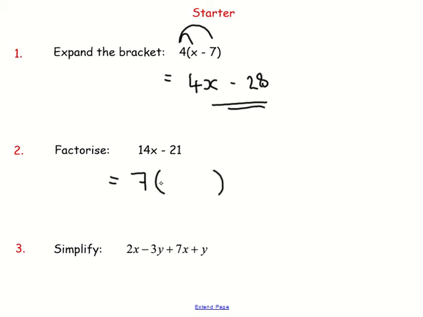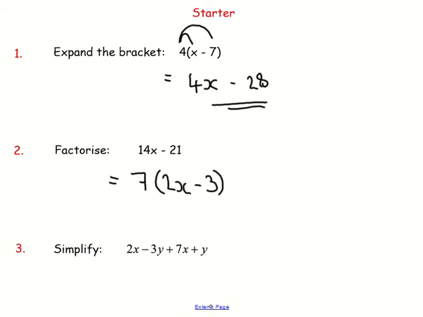Inside the bracket, we decide 7 multiplies what to get 14x. Well, 7 times 2 gives you 14, and then the x. And then 7 times what gives me negative 21? Well, that has to be negative 3. So 7 bracket 2x minus 3.